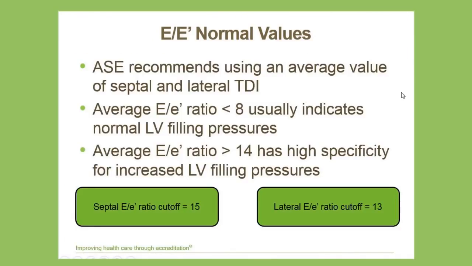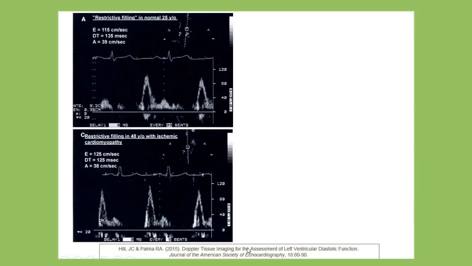So when we look at E/E prime normal values, ASE recommends using an average value of the septal and lateral tissue Doppler. And the average E/E prime ratio of under 8 usually indicates normal LV filling pressures. If you have an average E/E prime ratio over 14, that has high specificity for increased LV filling pressures. And then, as I mentioned before, if you're doing only septal or only lateral, there's a little bit different cutoff for the E/E prime ratios. 13 for the lateral, 15 for the septal.